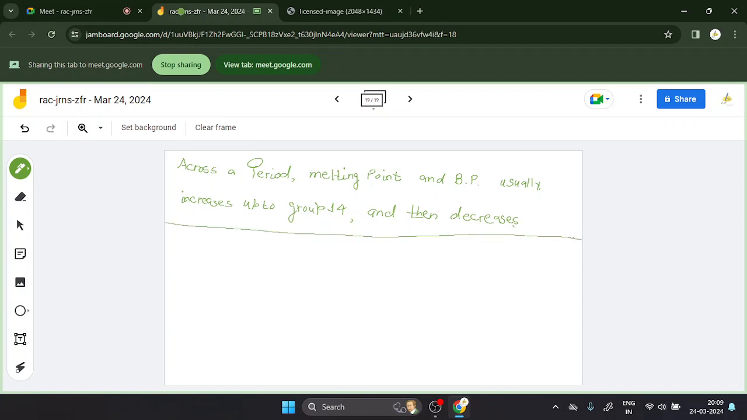Now let's talk about the density. The same condition is with the density as well. So we have completed this chapter 90%. Only ionization enthalpy or ionization potential is remaining, and in the next class we will complete this remaining chapter, and we will start a new chapter. Just 15 minutes are remaining, after that this will be completed.